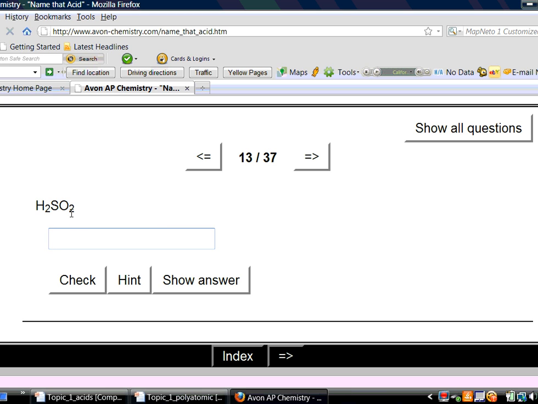H2SO2, try to name that. Hopefully you recognize that we have 2 less oxygens than our sulfate polyatomic ion. So this SO2 all by itself is called hyposulfite. So this acid would be hyposulfurous acid.